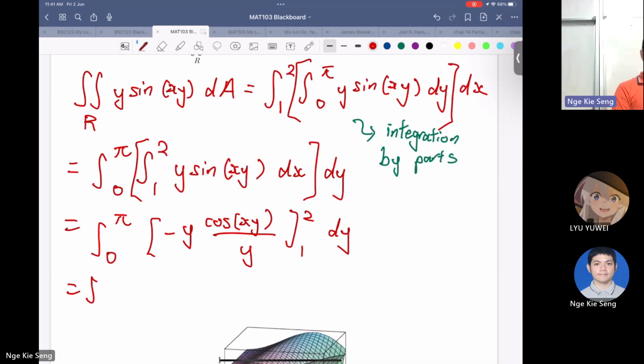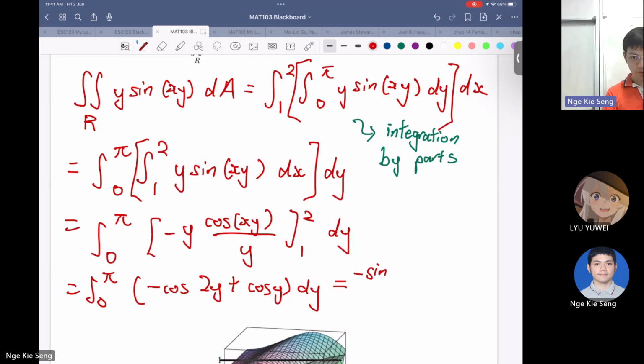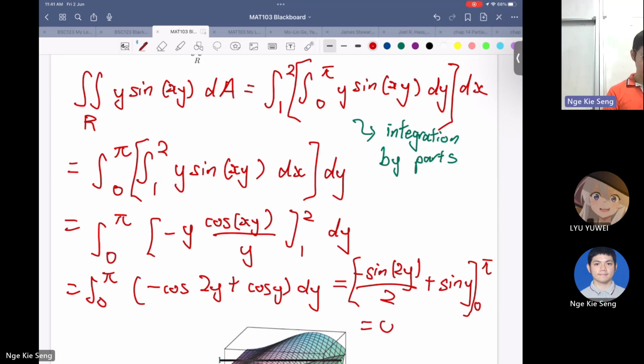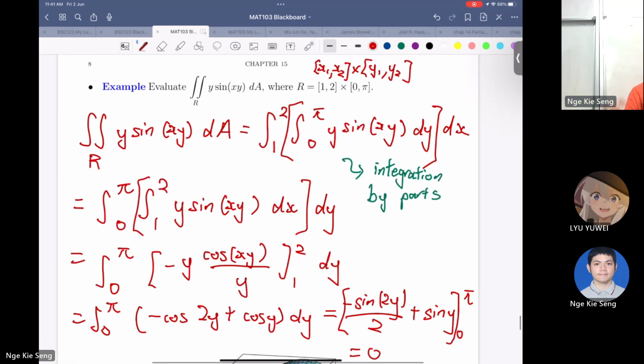So what do you get? You get minus cos 2y plus cos 1, which in turn you get minus sine 2y over sine 1, from 0 to pi, and then you get 0. So we have two ways to compute, right?